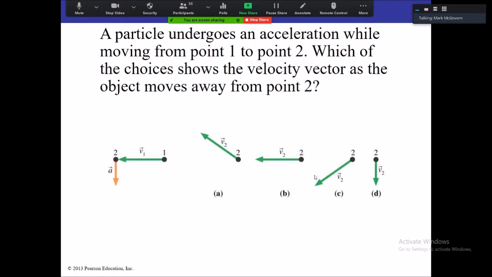All right. Now, let's look at a two-dimensional thing here. A particle undergoes an acceleration while moving from point 1 to point 2. Which of the choices shows the velocity vector as the object moves away from point 2? So, what's the second vector going to look like here? What do you think?